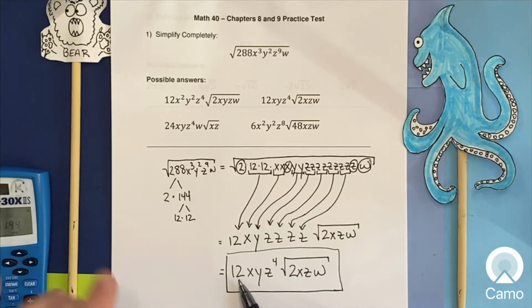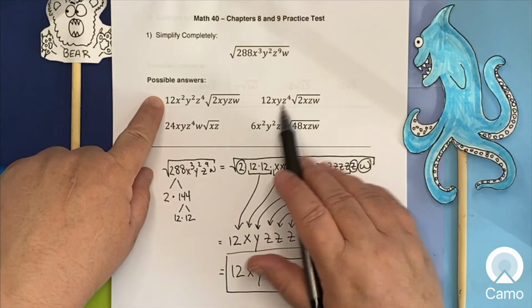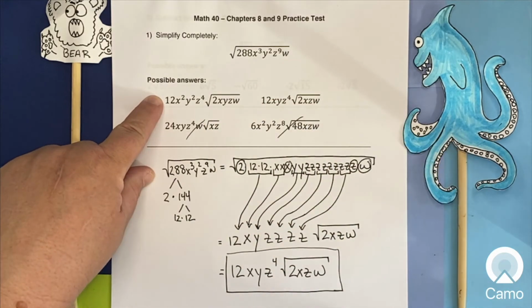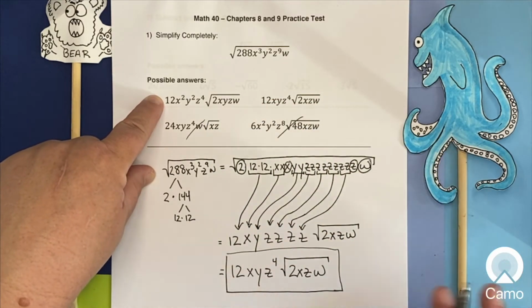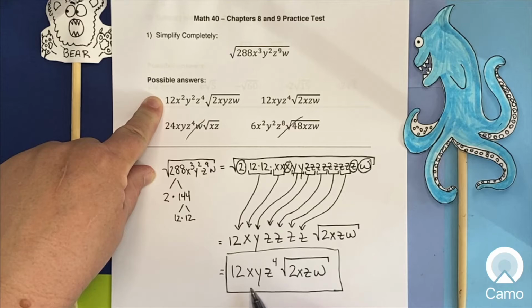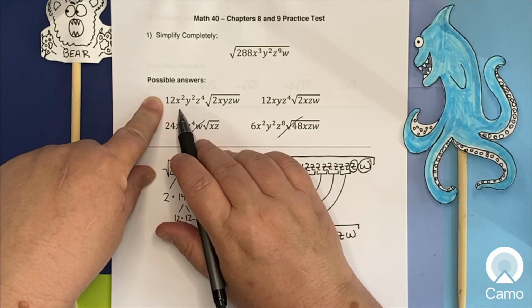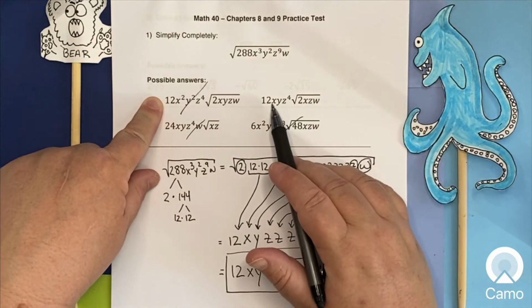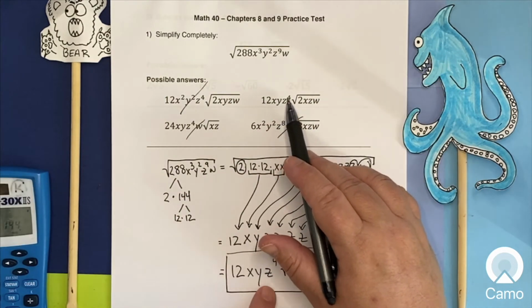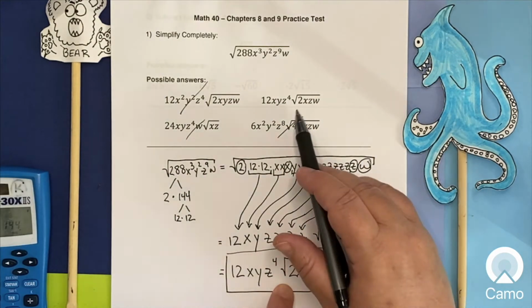So I'm going to need a 12. So it's one of these two. Those two aren't going to work. The 24 and the 6, those are red herrings. And then I've got an xyz to the 4th. This is x squared, so I know that's not right. 12xyz to the 4th, 2xzw, 2xzw.